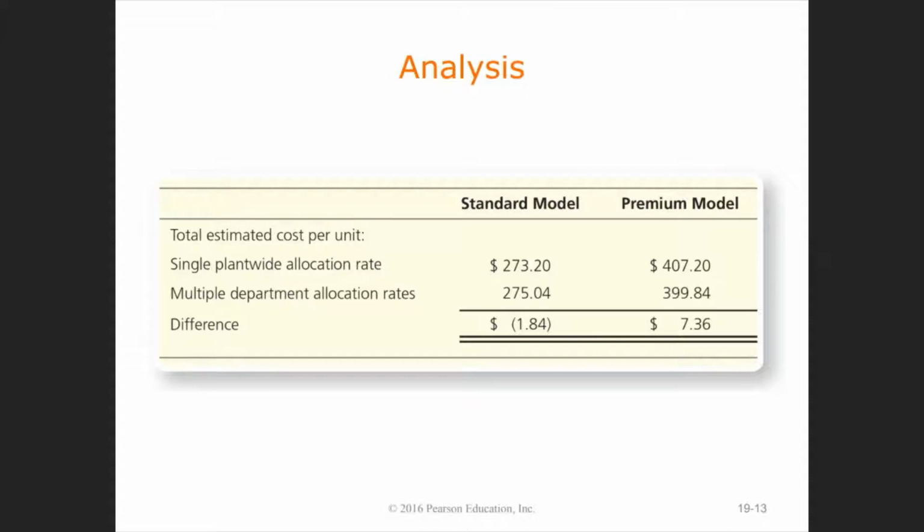For our premium model, we do the same thing, we just have different numbers. So our single plant-wide allocation rate was 407. Our multiple department allocation rate is $399, and that's going to give us a difference of $7, just rounded.